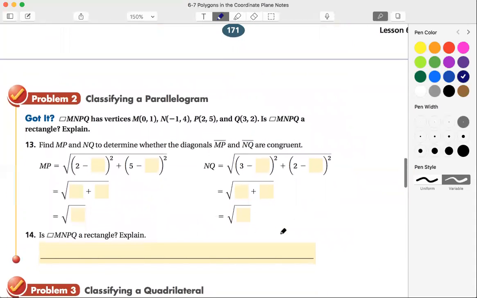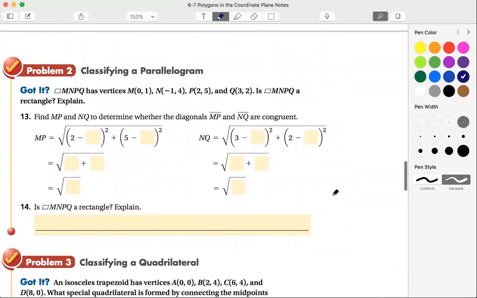All right, if I know parallelogram MNPQ has vertices at those points, is it a rectangle? In order to know if it's a rectangle, opposite sides have to be congruent, or diagonals have to be congruent. So let's find the diagonals. The distance of MP is (2 minus 0) squared plus (5 minus 1) squared, which equals 4 plus 16, which equals the square root of 20. Let's check NQ. (3 minus negative 1) squared plus (2 minus 4) squared equals 16 plus 4, which equals 20. So is it a rectangle? Yes, because the diagonals are congruent.